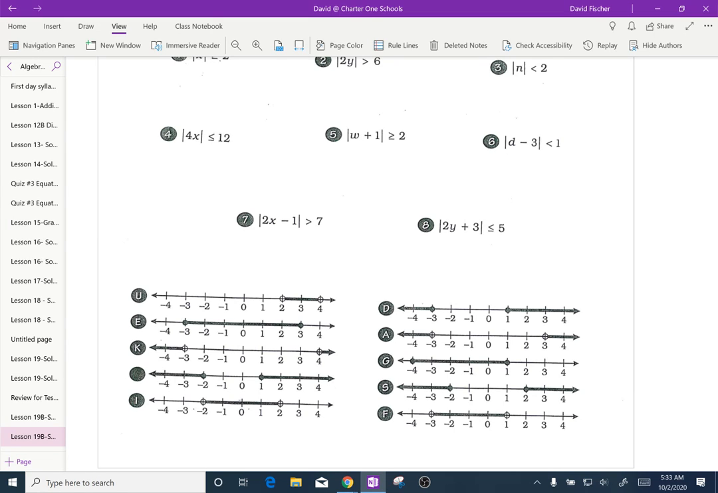And then for sure, for the next quarter, we're going to need a ruler. We do a lot of graphing of linear lines and solving problems. So make sure you bring a ruler.